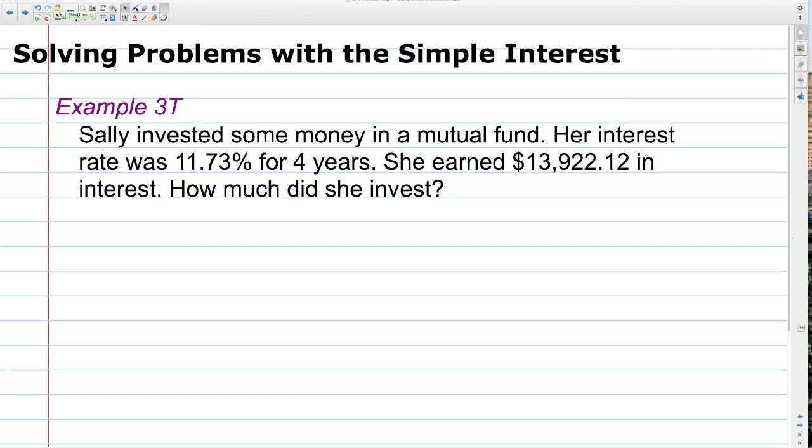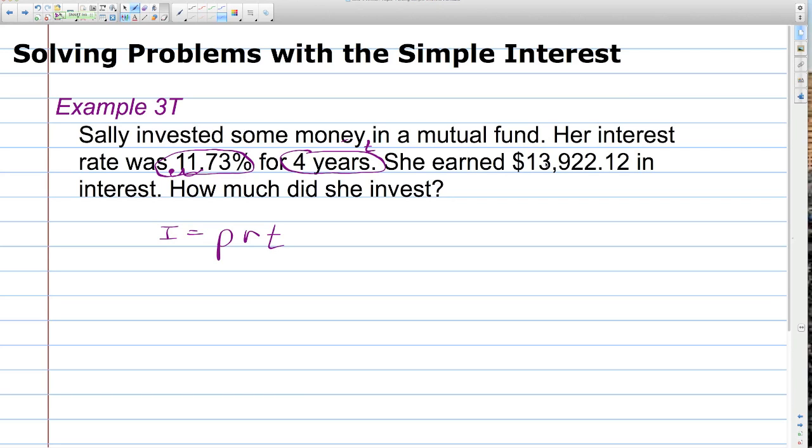Well, back to our I is equal to PRT. Interest is equal to the principal times the rate times the time. Sally invested some money in the mutual fund. Her interest rate was 11.73%. Remember, we're going to have to change that to a decimal by moving the decimal point 2 places, so the number we use is going to be 0.1173 for 4 years. That's our time.